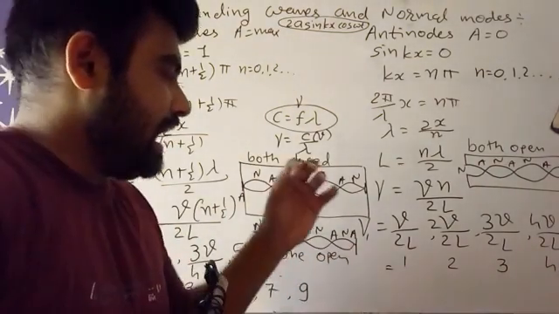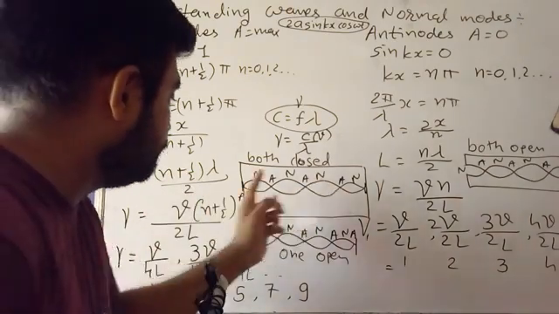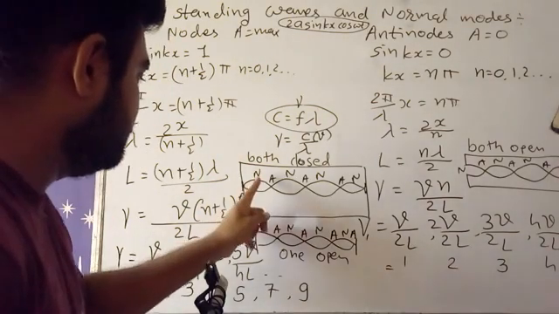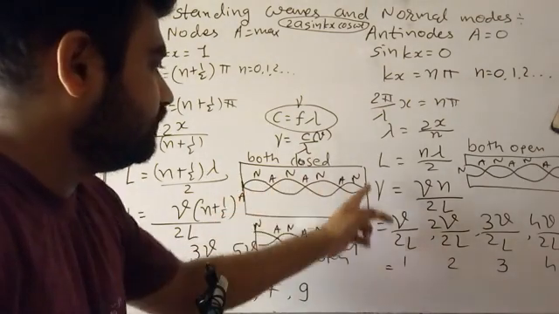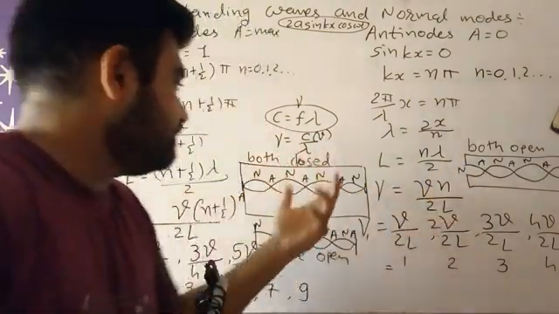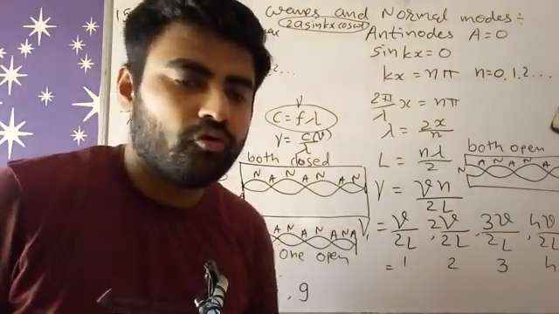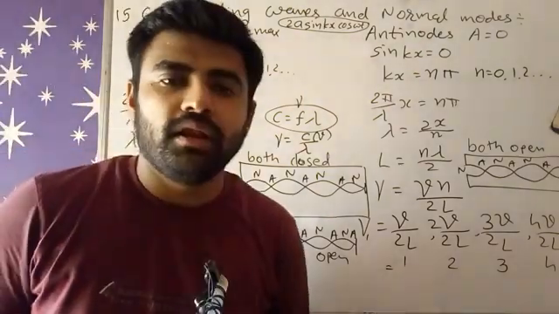After that, we can find the frequency of these nodes and antinodes. The first frequency is of the node, then first, second, third, fourth. For the antinode also, first, second, third, fourth. We can find this for any of these cases: both closed, one open, both open. So that is the whole topic of normal modes.